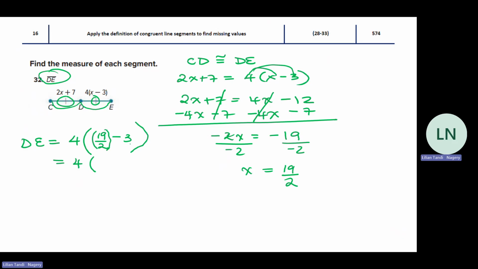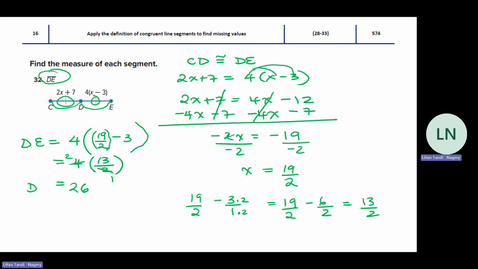So if I want to subtract, I have 19 over 2 minus 3 over 1. I need 2 to be here, so I will multiply this by 2. So this will be 19 over 2 minus 6 over 2, and that will give me 13 over 2, okay? Then 2 goes here 1 time, 2 goes here 2 times, and now 2 times 13 is 26.